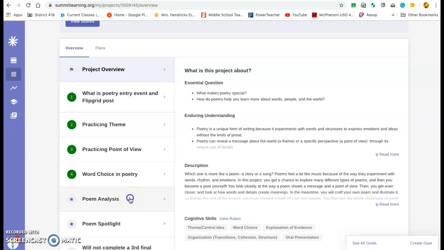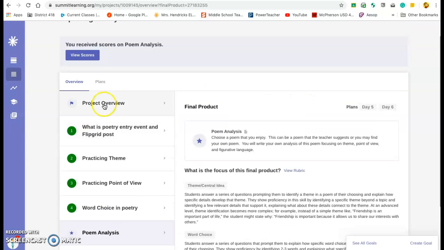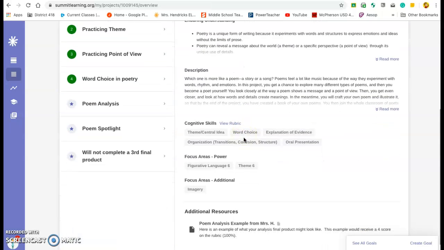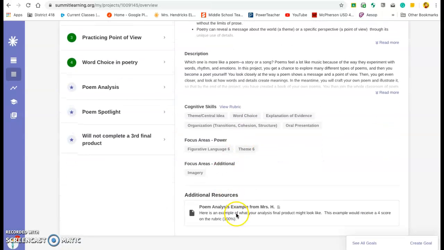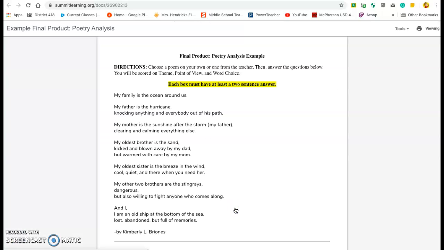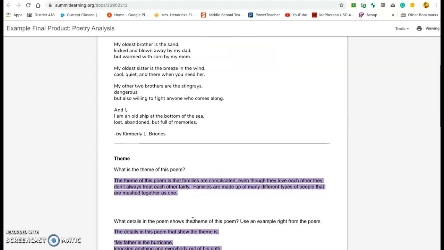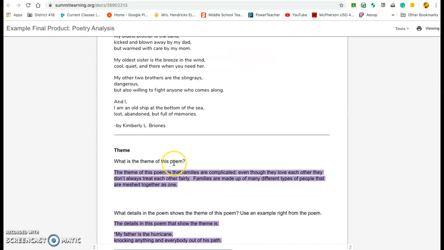For our poem analysis, let me look at our resources up here. Yeah, here is a poem analysis example that I did. So I have my poem pasted at the top of my document, and then I answered each of the questions that you have on your document. I answered in a highlighted color.